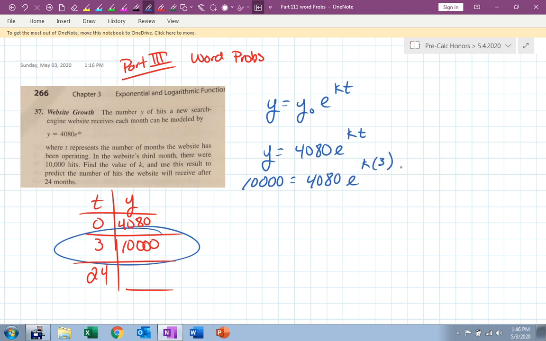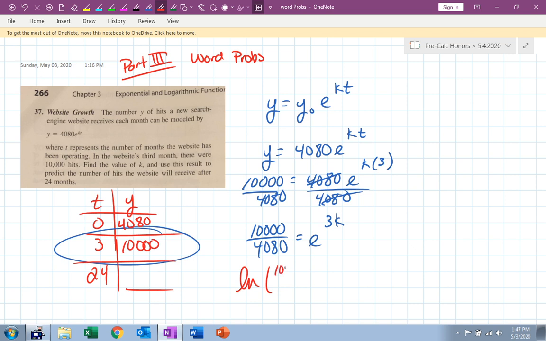All right, so then I'm going to solve for k. Divide both sides by 4080. I have no idea what that is, so I'm just going to let it go. So I get 10,000 over 4080 equals e to the 3k. So now I'm going to ln both sides. The ln of 10,000 over 4080 equals 3k.